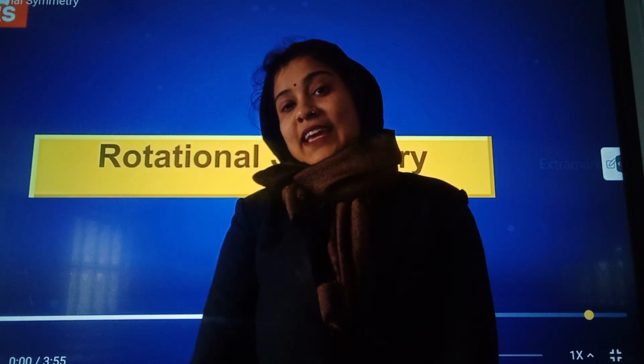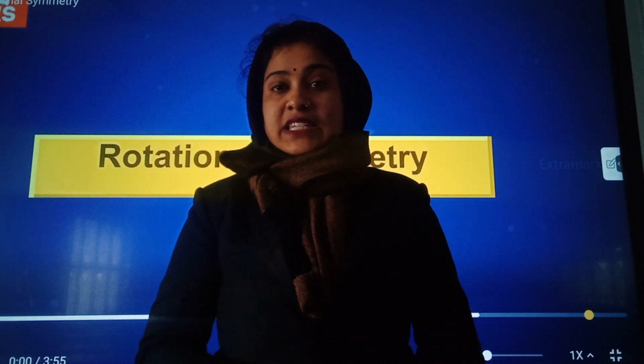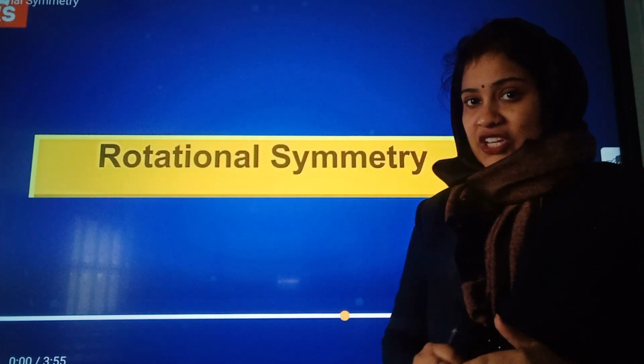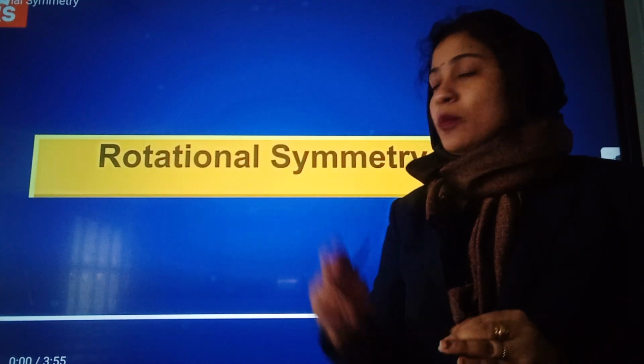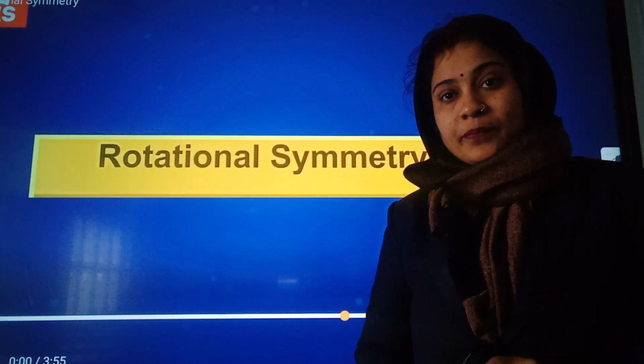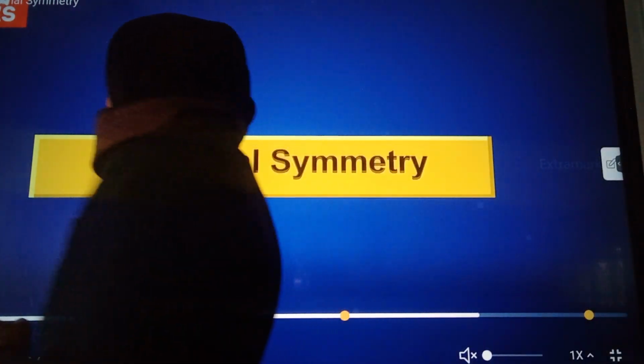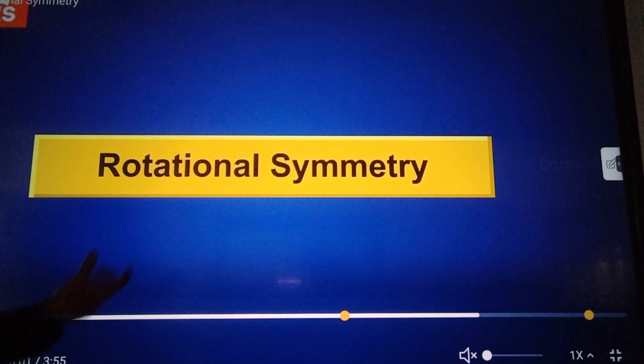Good morning, class. Yesterday we discussed rotational symmetry, okay? And today we are going to discuss one more new topic of rotational symmetry, that is order of rotation. That is one of the subtopics of rotational symmetry. Here we are going to learn, see, we already know about rotational symmetry.